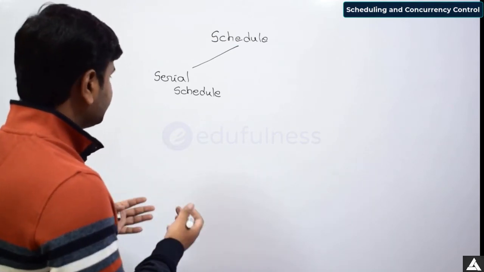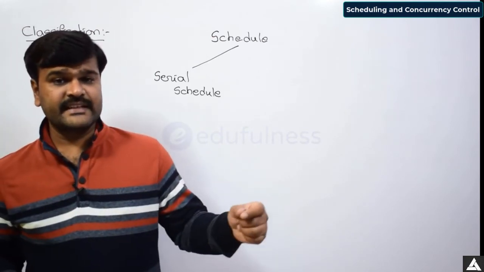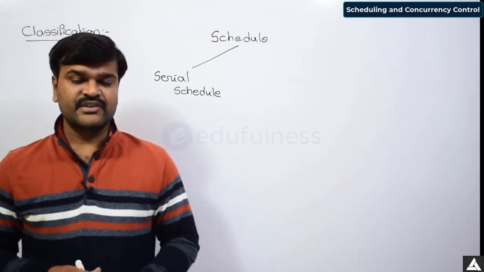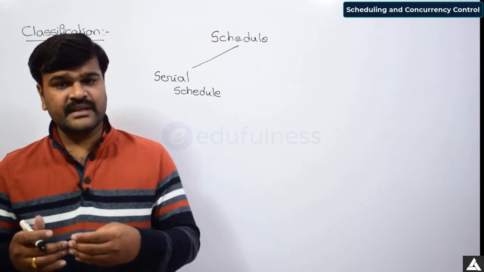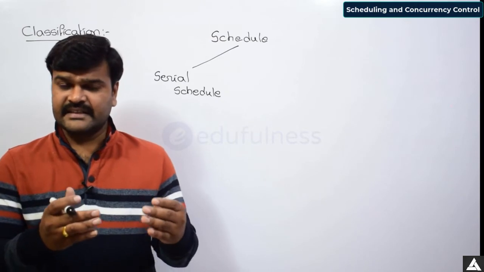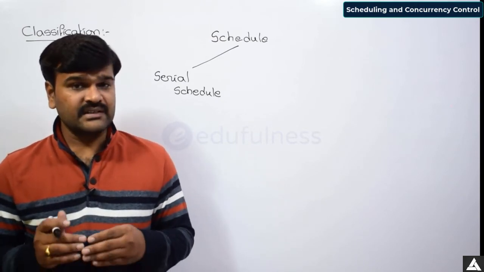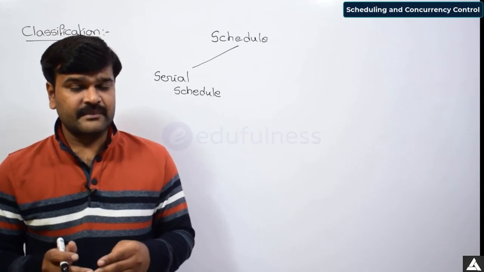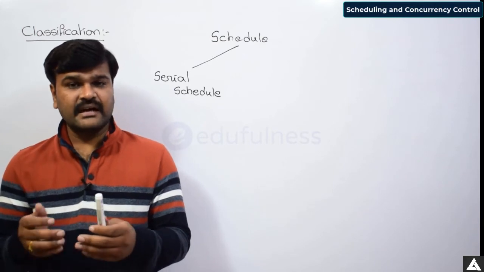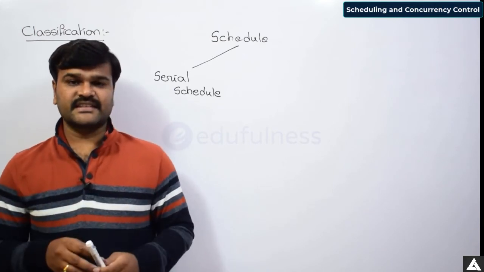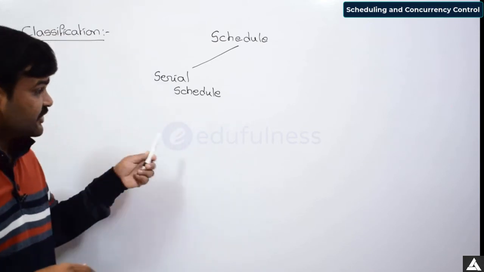So if it is a serial schedule, first of all you don't have any problem actually. The database is always in a consistent state, so you no need to bother. But what are the problems because of serial schedule? There may be long waitings. You are not going to efficiently utilize CPU and IO resources actually. Those drawbacks we already discussed.